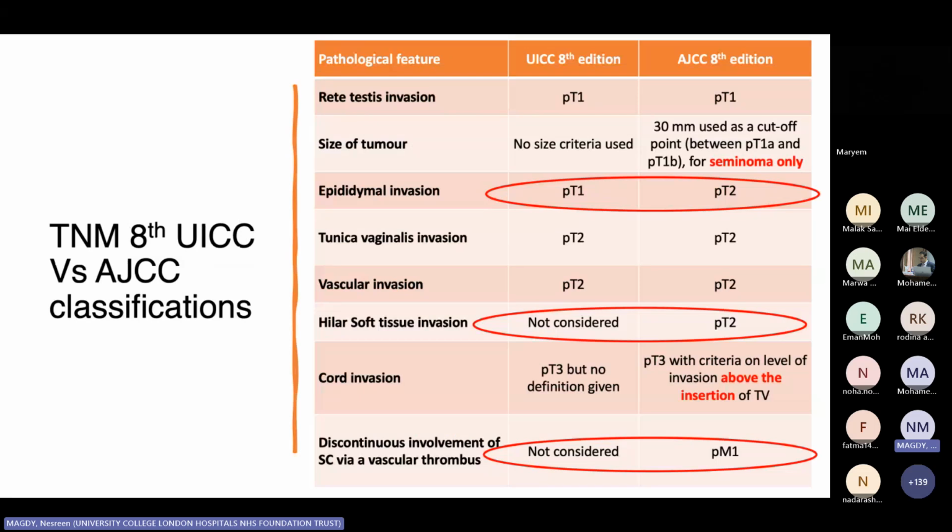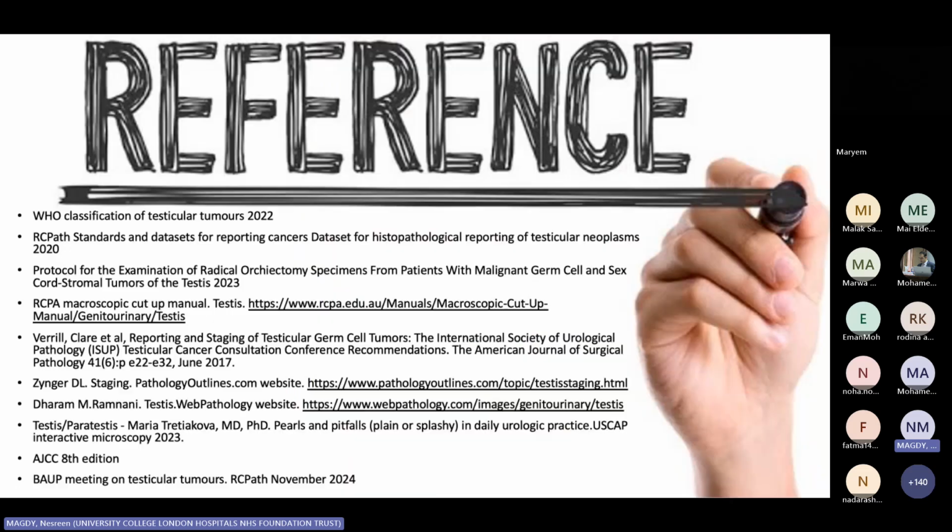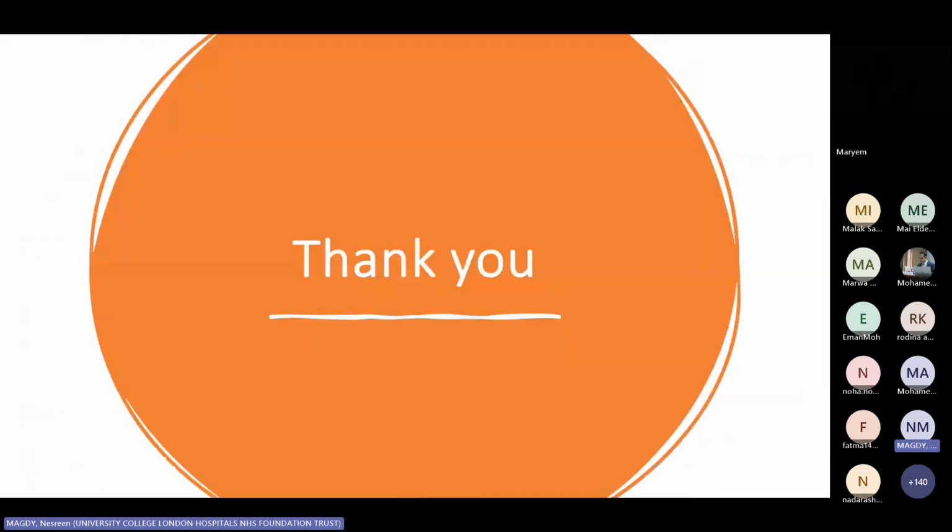And these are the differences between the UICC and the AJCC staging. Epididymal invasion is stage 1 in the UICC, and stage 2 in the AJCC. Hilar soft tissue invasion is not considered in the UICC, but it's stage 2 in the AJCC. And the discontinuous involvement of the spermatic cord is not considered in the UICC, but staged as M1 in the AJCC. And these are the references used to prepare this presentation. This is my last slide, and thank you.